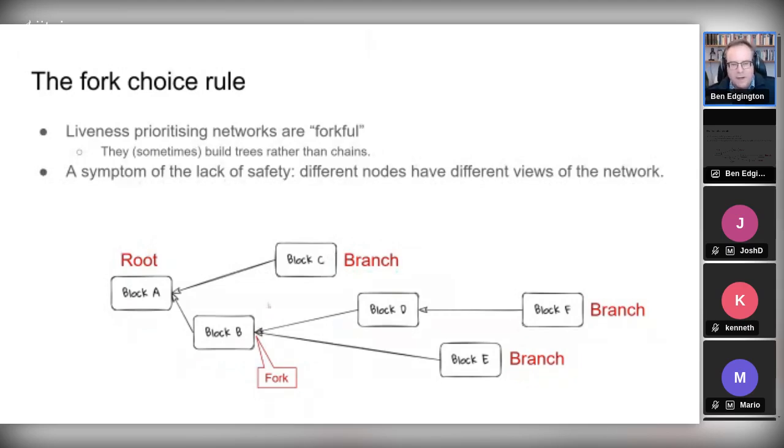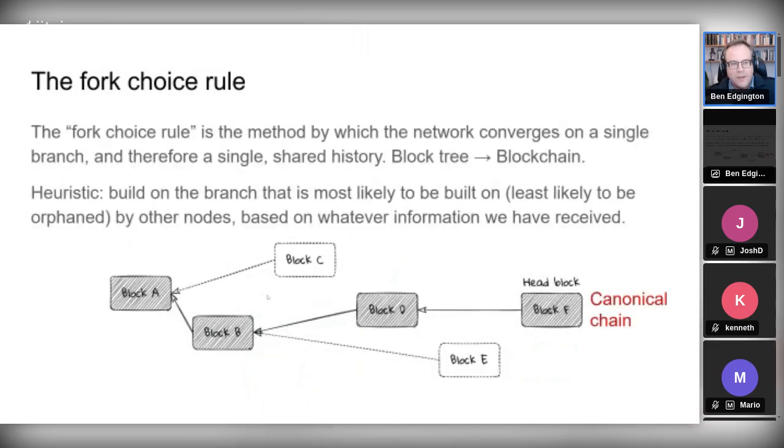And our task here is to choose between forks. So that's the purpose of the fork choice rule. It's a method by which the network converges on a single branch and therefore a single shared history. So what we're doing is turning this block tree into a blockchain, which has just got a linear history going back, and we prune out the blocks which are not canonical, not included in that branch.